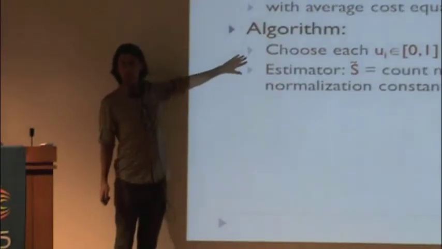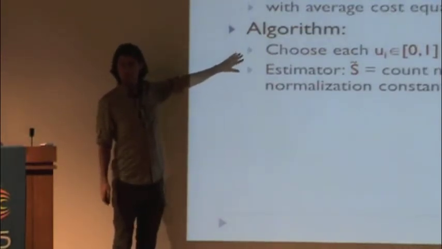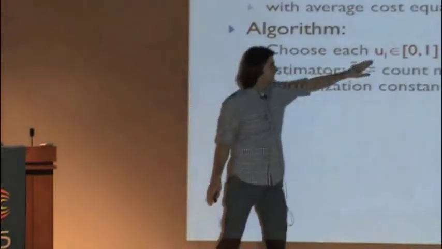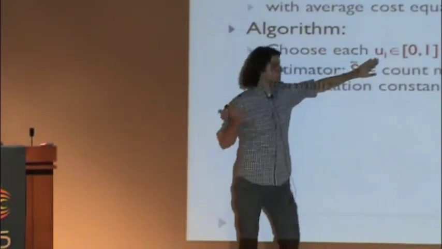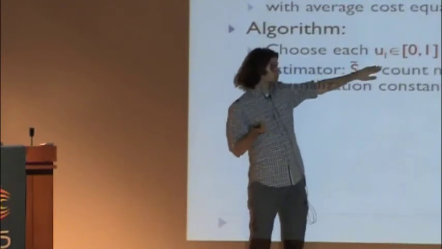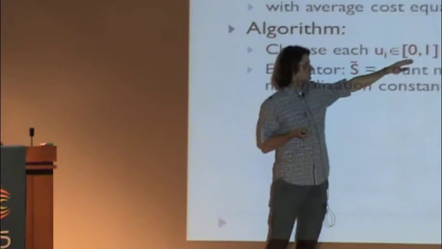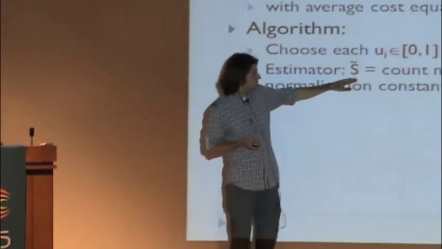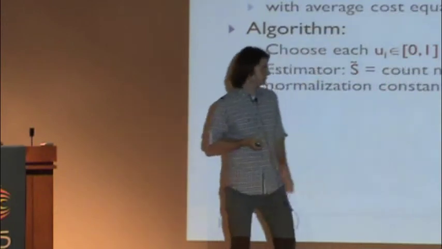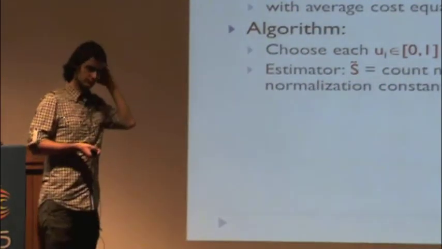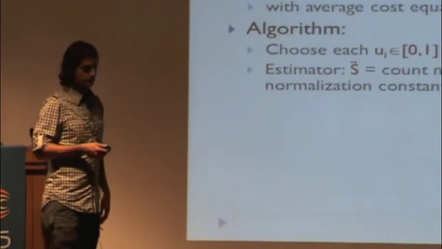I'll just show you the algorithm for how to get this, and to say that it is relatively simple. There's a reason that I chose this variable to be called u_i. It's enough to choose them uniformly at random between 0 and 1, independently. And then the estimator just counts the number of i's such that that inequality holds. So this is all.